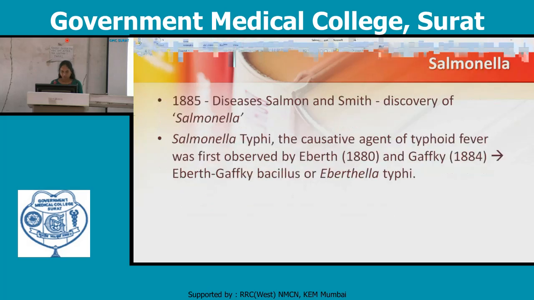Discovery of Salmonella was done in 1885 by D.C. Salmon and Smith. The causative agent of typhoid fever, Salmonella typhi, was first observed by Eberth in 1880 and Gaffky in 1884. So it is also called the Eberth-Gaffky bacillus or Eberthella typhi.